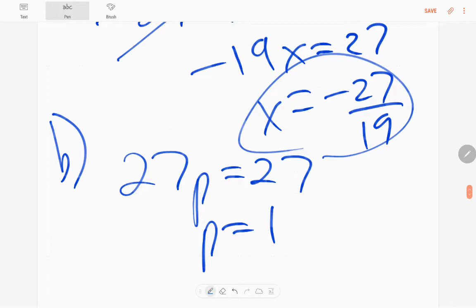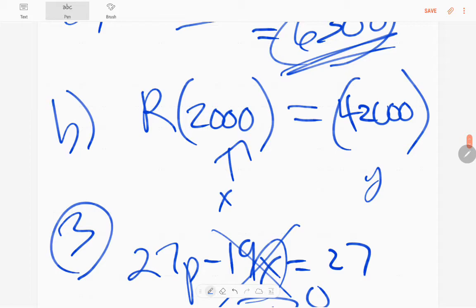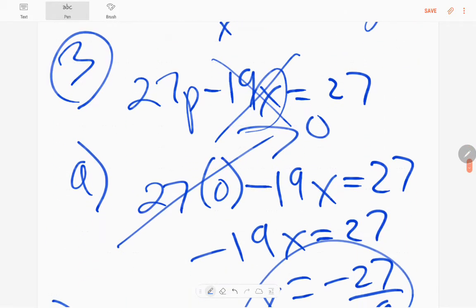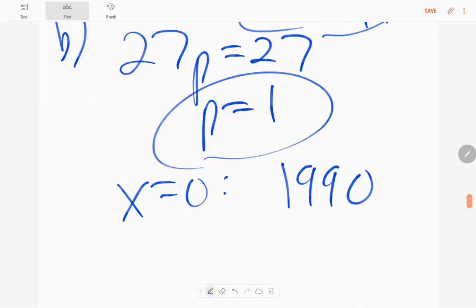So what does that actually mean? Well, when we set x equal to 0, that really corresponds to the year 1990. Because x is the number of years after 1990. So it really just says in 1990, 1% of high school seniors were using marijuana daily.